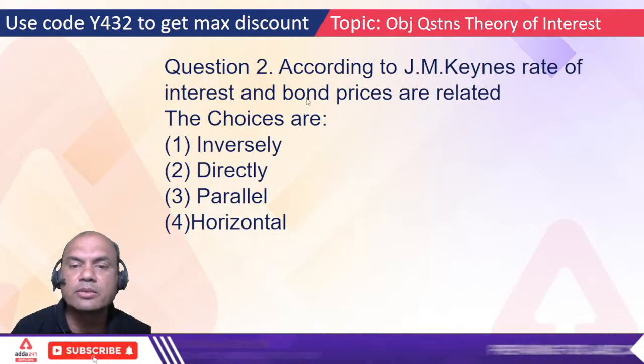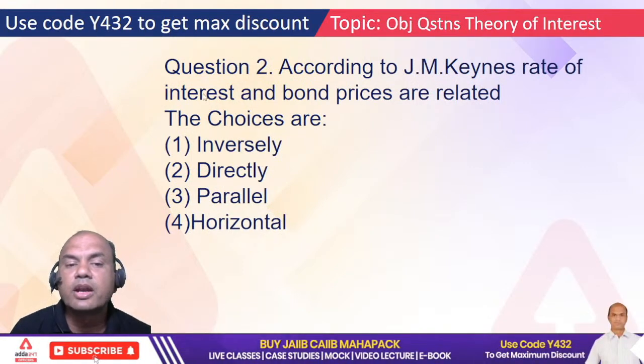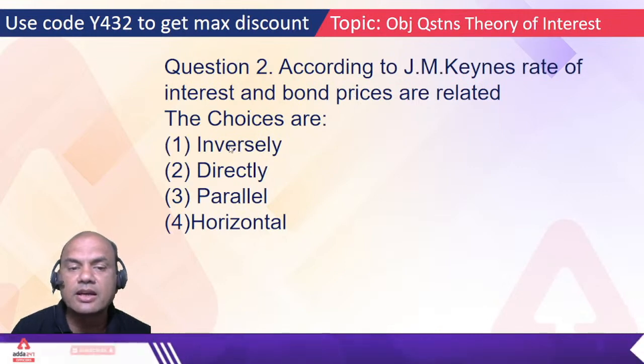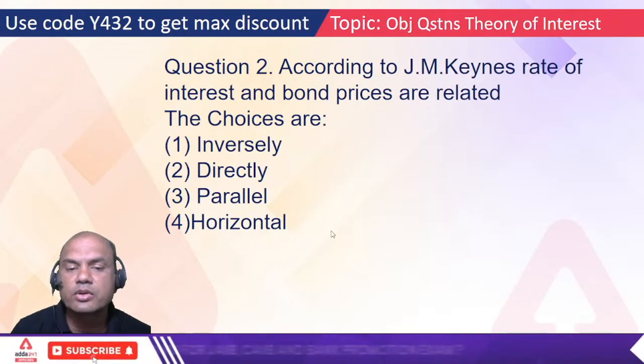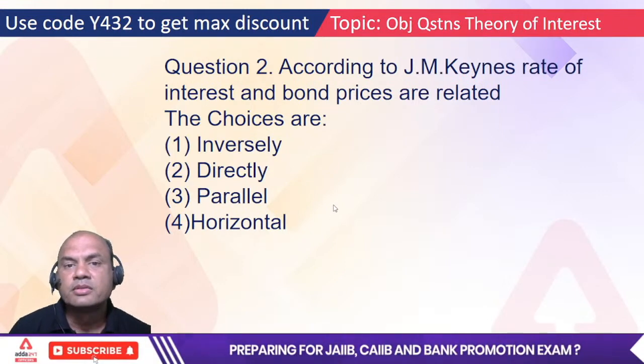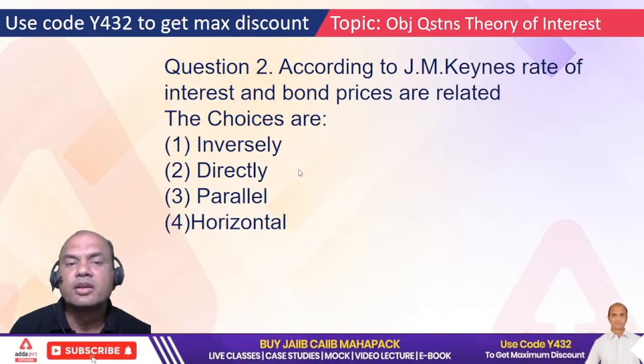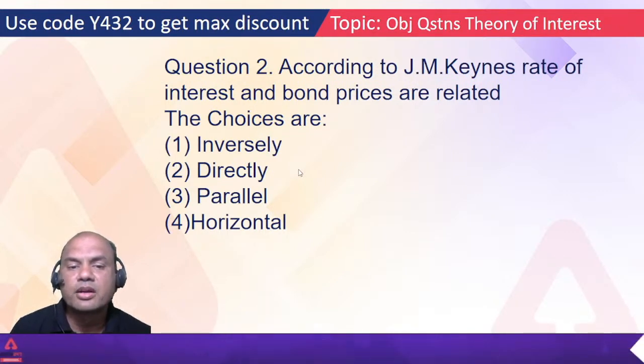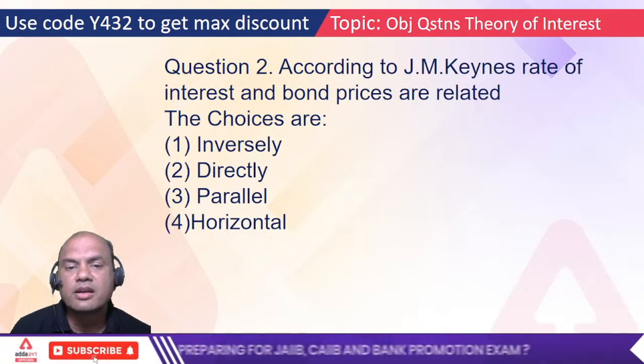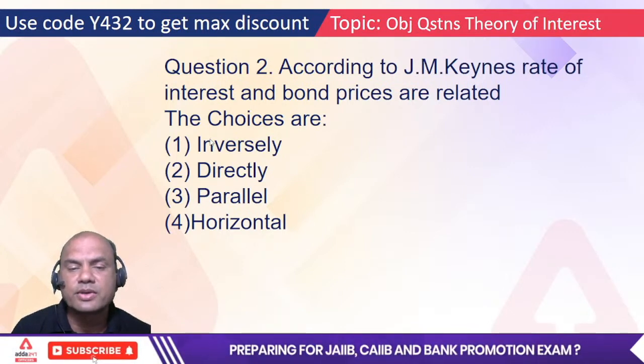Next. According to J.M. Keynes, rate of interest and bond prices are related. So rate of interest and bond prices, they are related inversely, directly, parallel, horizontal. Again 10 seconds. Tick tick 1, tick tick 2, tick tick 3, tick tick 4. Fast.